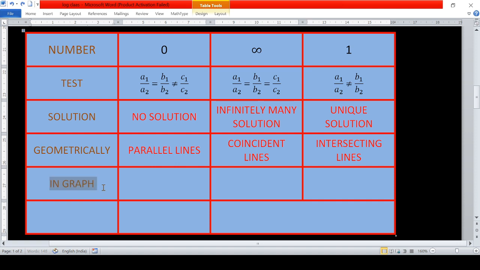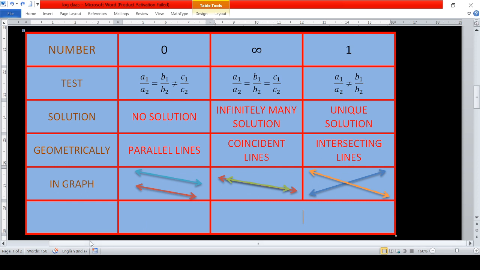Suppose these equations are taken into a graph. We'll get parallel lines like this. Coincident lines means one line lying on the other line. That is an example given here: one red color line, and the other, a yellow color line, lies on it. This is for intersecting. They intersect at only one point. That point is called the solution for the system.